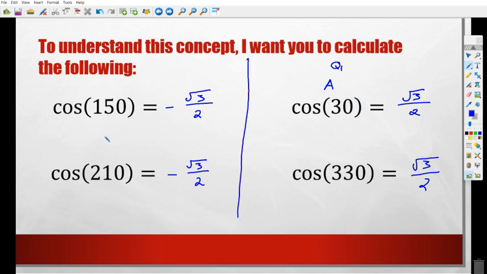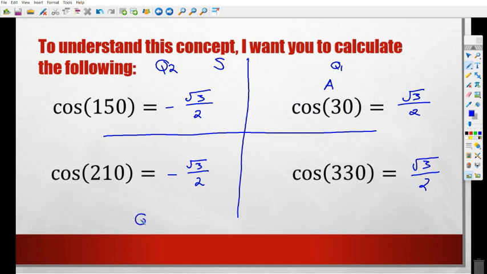If I draw an imaginary Cartesian plane here, then cos will be positive in quadrant 1. In quadrant 2, because 150 is in quadrant 2, we know that cos is negative, because only sine is positive in quadrant 2.